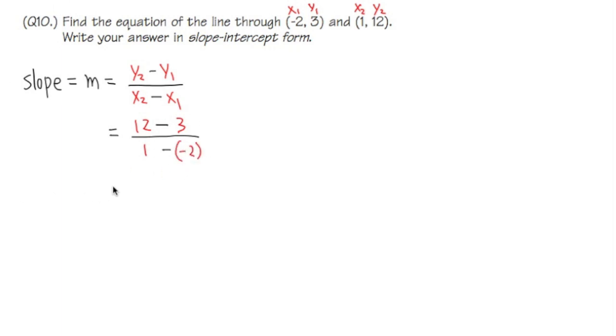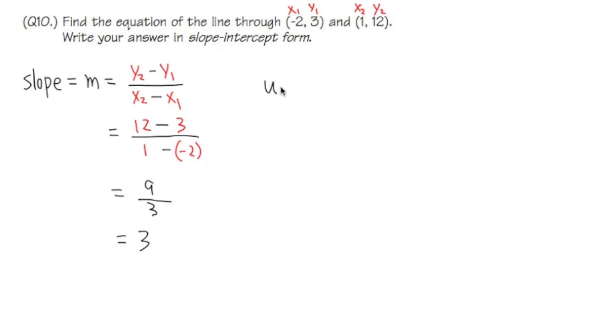Then the next step is we're going to work out the numbers. 12 minus 3 is equal to 9 over 1 minus -2. This turns out to be plus 2. So 1 plus 2 is equal to 3. And of course, 9 over 3 is going to be 3. So this is always going to be the first step. Whenever you are trying to write an equation of a line, you need to know what the slope is.